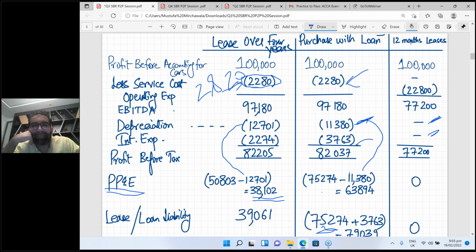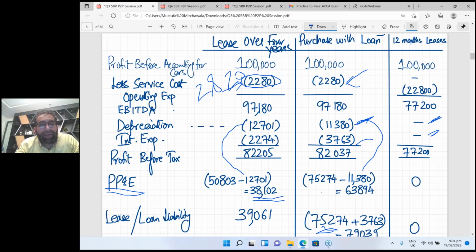Okay, now listen. Total assets are coming in the denominator. So if your denominator goes up, your asset turnover will go down. I repeat, asset turnover is equal to sales divided by total assets. So if your total assets go up, your asset turnover will go down.